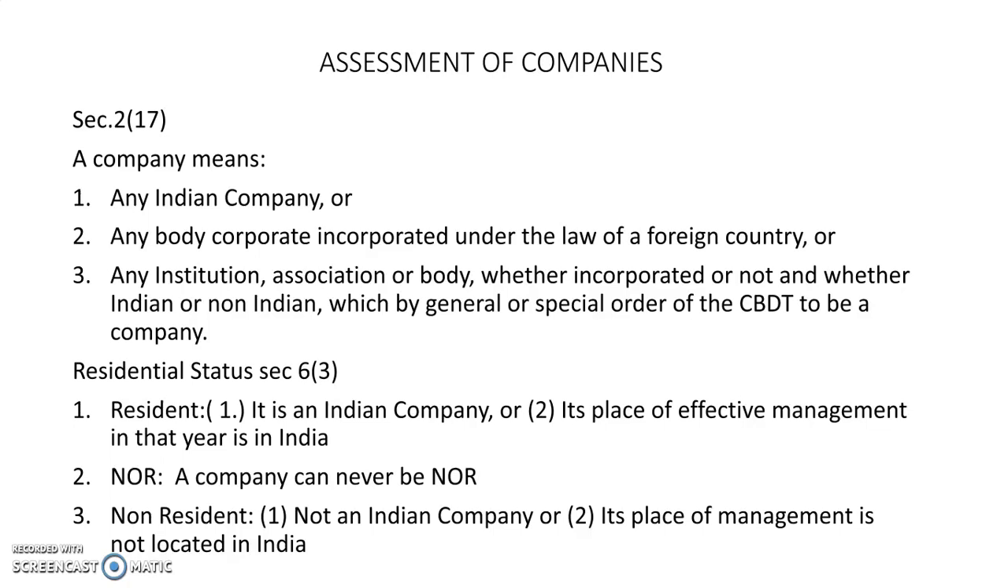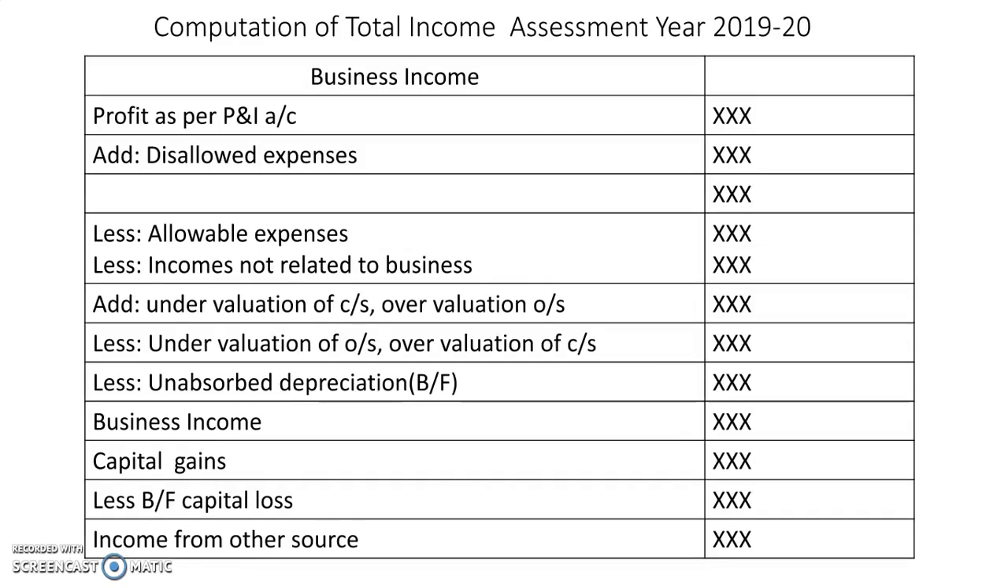A company is called a resident if it is an Indian company, or if its place of management is located in India in the previous year. NOR means not ordinarily resident. A company can never become a not ordinarily resident. Third is non-resident. A company is said to be a non-resident company if it is not an Indian company, or if its place of management is not located in India. Next we will see how to compute the total income of a company.